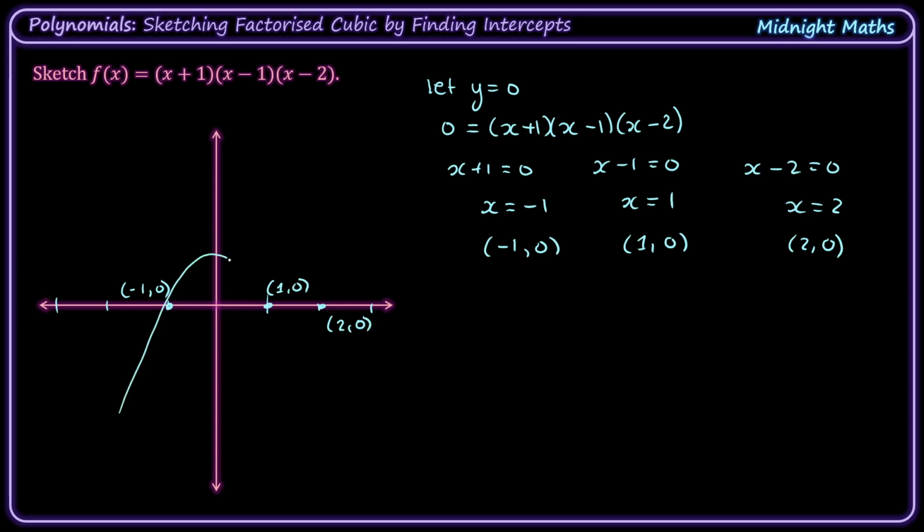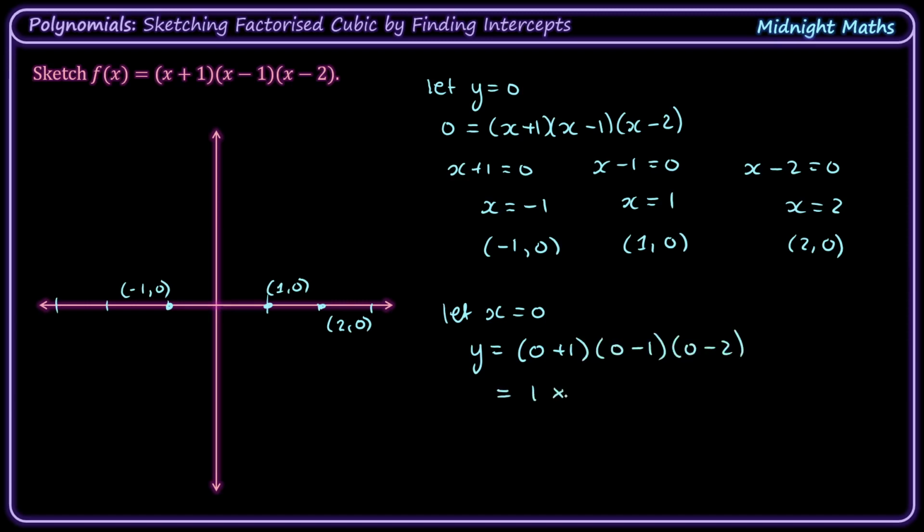Now the question is, how does our graph go through these points? Does it go through like this, or does it go the other way like this? The way we can figure that out is by finding one more point, which will be the y-axis intercept. So let x equal 0. So the y-intercept is equal to 0 plus 1, 0 minus 1, 0 minus 2. That's equal to 1 times minus 1 times minus 2, and all multiplied together is equal to positive 2. So our y-intercept is at 0, 2, which will be maybe here.